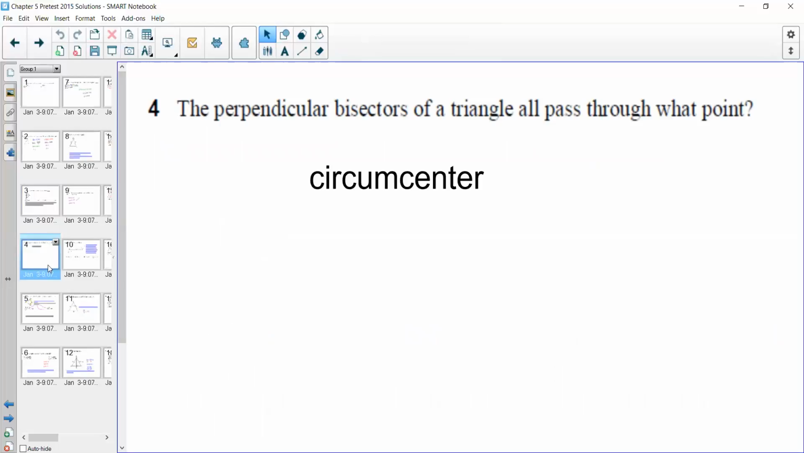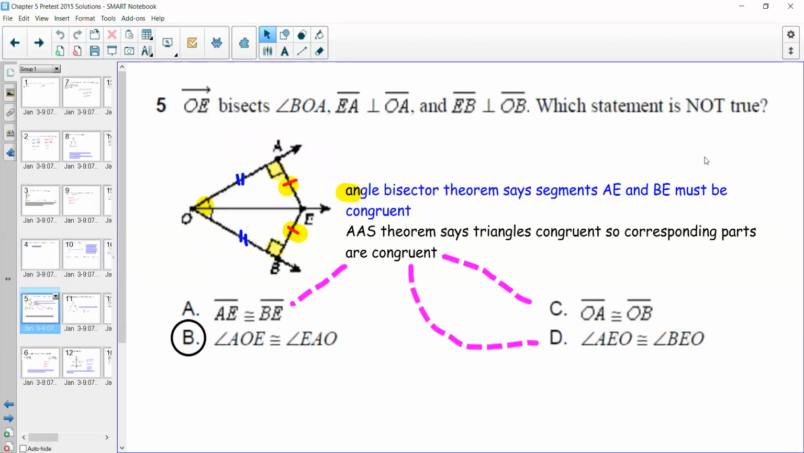Okay, so more vocabulary is involved in this one. You need to memorize these different parts and these different points of concurrency that we're talking about. So the perpendicular bisectors of a triangle all pass through what point? I think I had some people say segment or mid-segment or something. So this is vocabulary. Okay, number 5 is B.